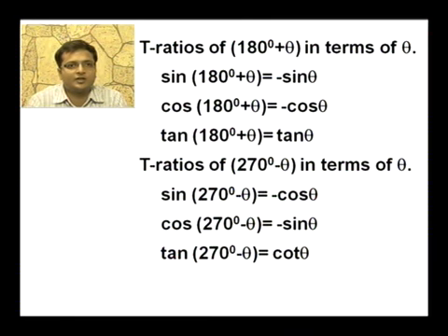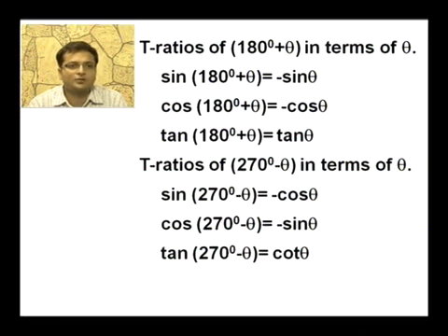Next, trigonometry ratios of 180 degree plus theta in terms of theta. 180 degree plus theta lies in the third quadrant. So sin 180 degree plus theta: in the third quadrant, sin is negative, so negative sign, and with the help of 180 degree sin will remain sin, so it is minus of sin theta. And cos 180 degree plus theta is equal to minus cos theta, and similarly tangent 180 degree plus theta is equal to tangent theta. Positive sign is here because in the third quadrant tangent is positive.